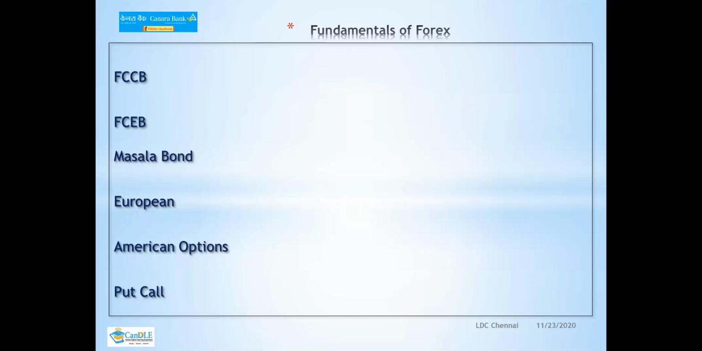The difference is called the spread. Call is buying, put is selling. Call, I will strike if the rate is above the option price. Put, I will strike if the rate is below the option price. This is the logic, because we want to make profit. That's all. European only on the due date, American any date before expiry. Okay, then.